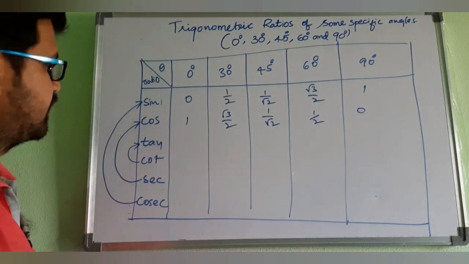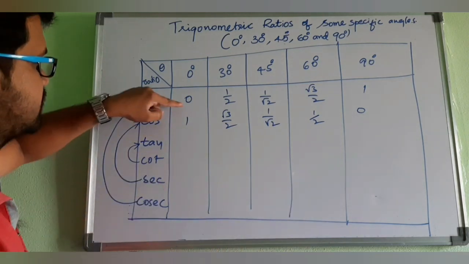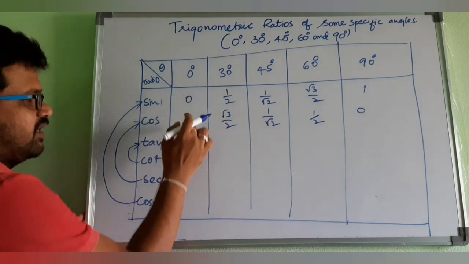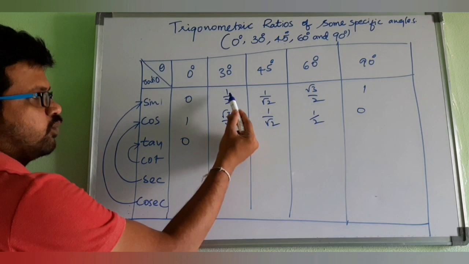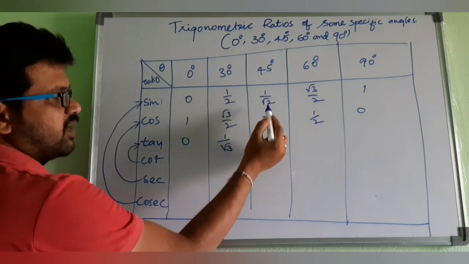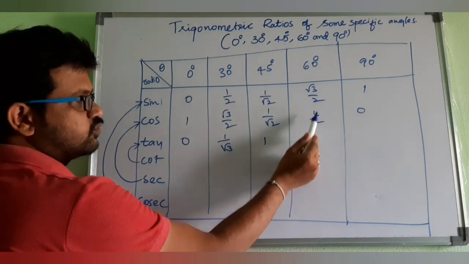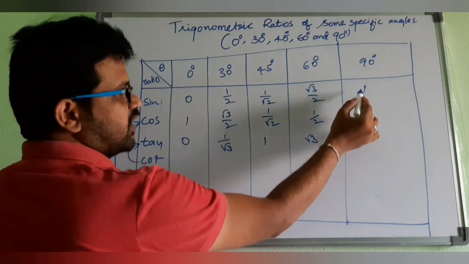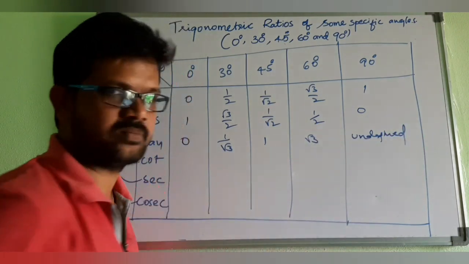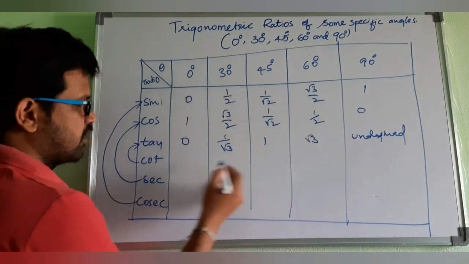Over. Now tan means, in the first class I said that tan means sine by cos, the division of these two. 0 by 1, 0. 1 by 2 by root 3 by 2, the 2s cancel, 1 by root 3. 1 by root 2 by 1 by root 2, 1. Root 3 by 2 by 1 by 2, the 2s cancel, root 3. And 1 by 0 is undefined. Very easy to remember, only sine you should know. Now cot, you write from the reverse order of tan, undefined.